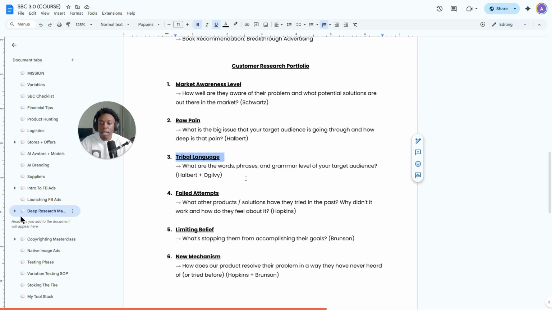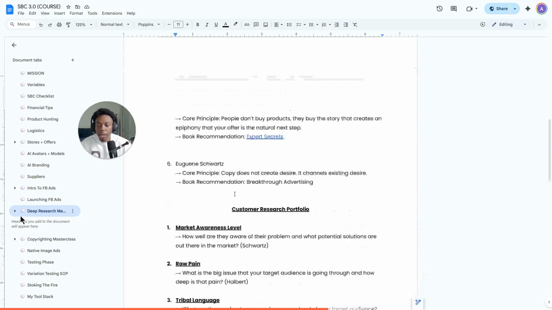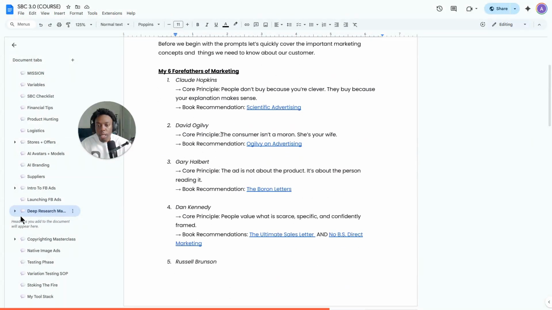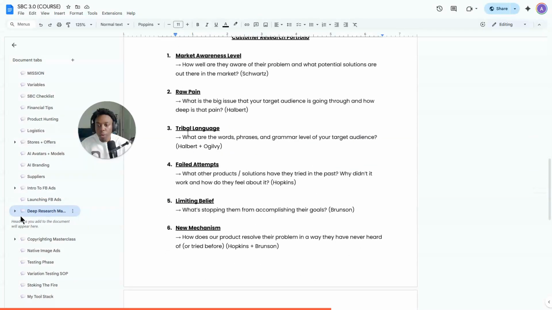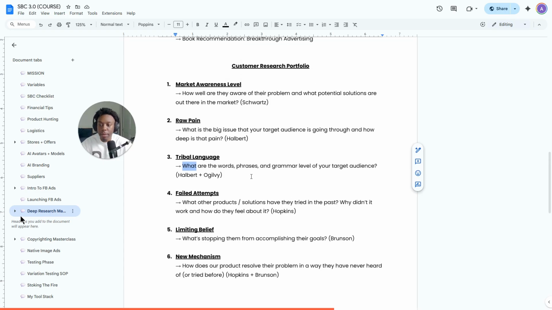Tribal language, right? When we talk about copy, back to what Halbert and Ogilvy said, the consumer isn't a moron, she's your wife. We need to speak with words, phrases, and grammar level of our target audience. We need to speak to them in a way that they understand. We want to use certain words, phrases.